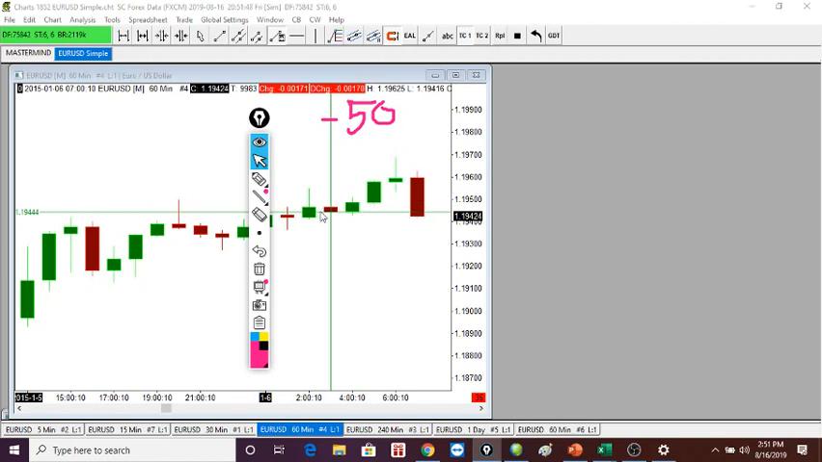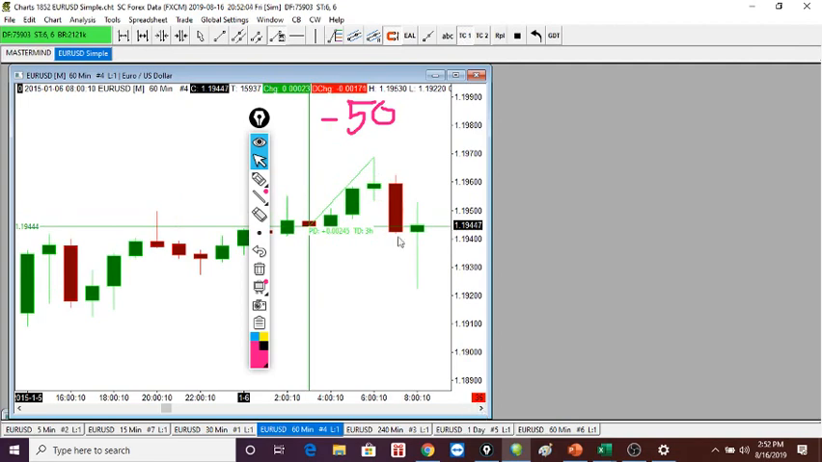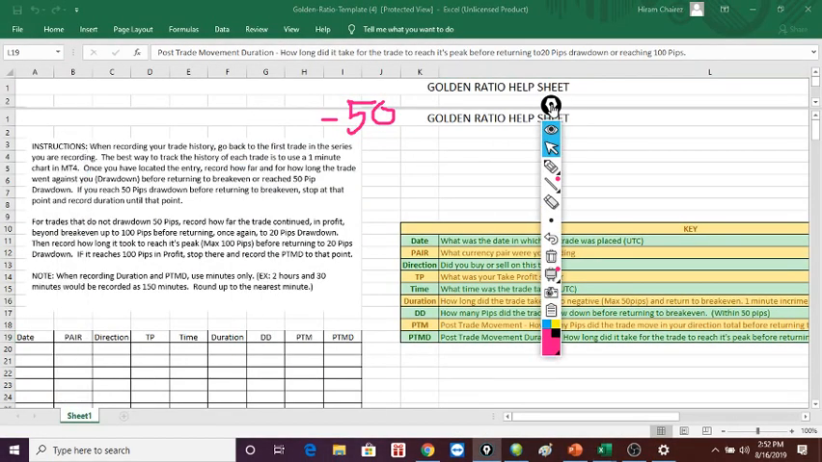Okay, so now we took 4 hours from when we entered to draw down and come back to break even. Now, from break even to profit, or what we call post-trade movement, let's just say it moved 22.4 pips in 1 hour. So the way we record that is right here under drawdown, we went 24 pips drawn down.